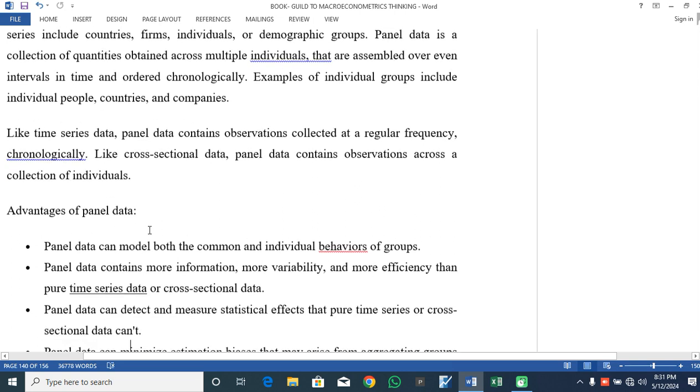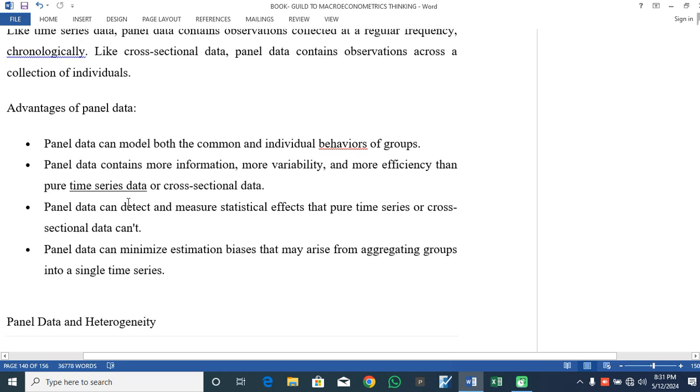The advantages of the panel data regressions are: 1. The panel data regression can model both the common and individual behavior of a group, which implies that in panel data analysis, we can actually use an estimation procedure that models the behavior of the individual groups and the behavior of the common characteristics of all the groups in the model.